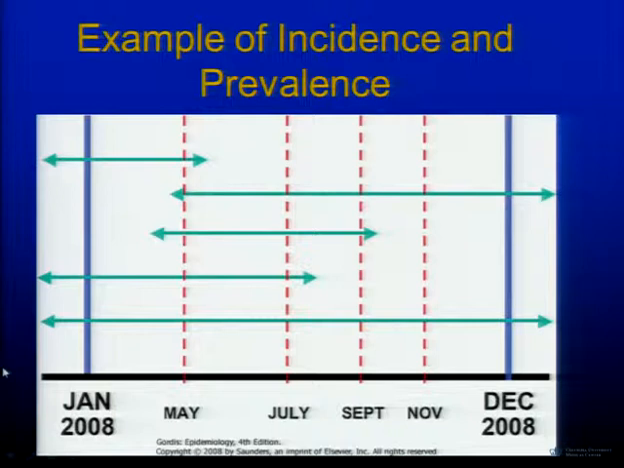Are they all period prevalence? So if you wanted to have period prevalence, all of these would count, because if you had period prevalence for 2008, all of these people existed with disease during the time period of 2008.